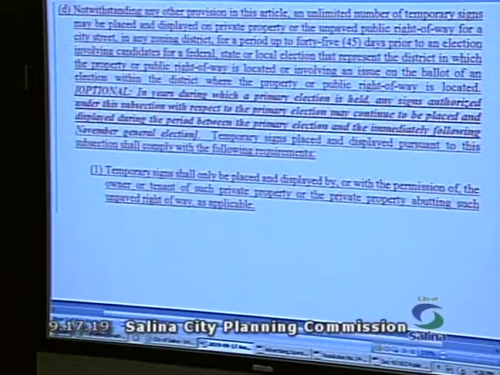I see. We have included language which makes the answer to that no, and that is under subsection D1 there at the bottom of the screen. It states that temporary signs shall only be placed and displayed by or with the permission of the owner or tenant. And so any person cannot go out and place signs throughout town unless they own the property that abuts that right-of-way. It will be the private property owner's decision whether to allow that or not.